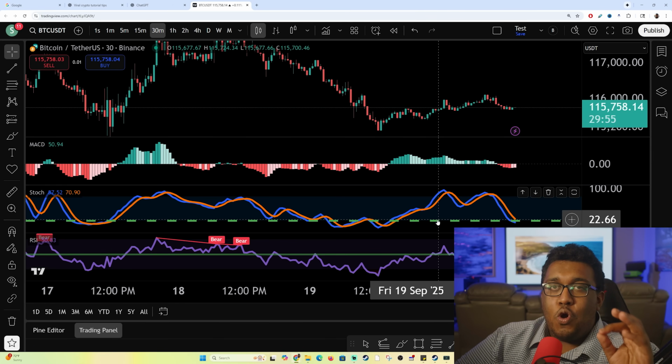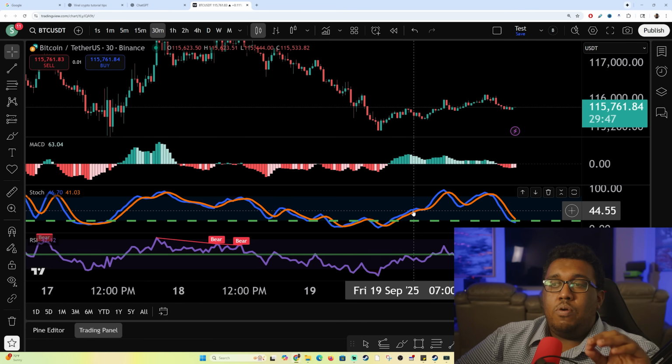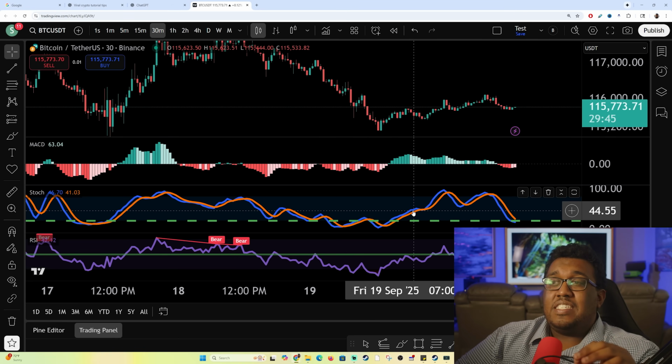I want it to happen only below it. If it happens above it, the signal does not work for me. I do not care. I wait. And by waiting, I'm giving myself an edge. That way I know while it may work out, the probability isn't large enough for me to feel like, oh yeah, I'm willing to risk the money that I've worked hard for on this trade.